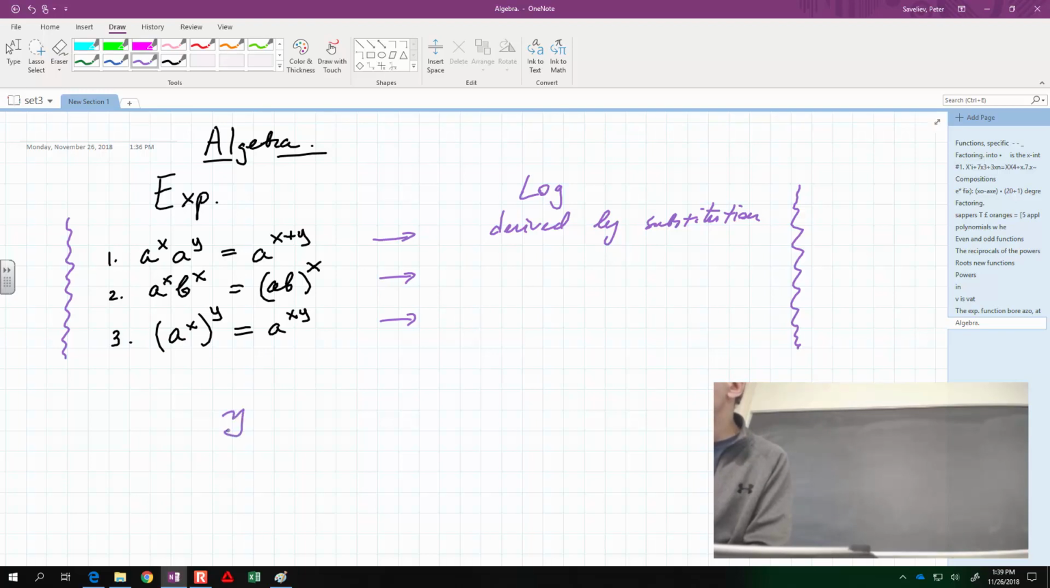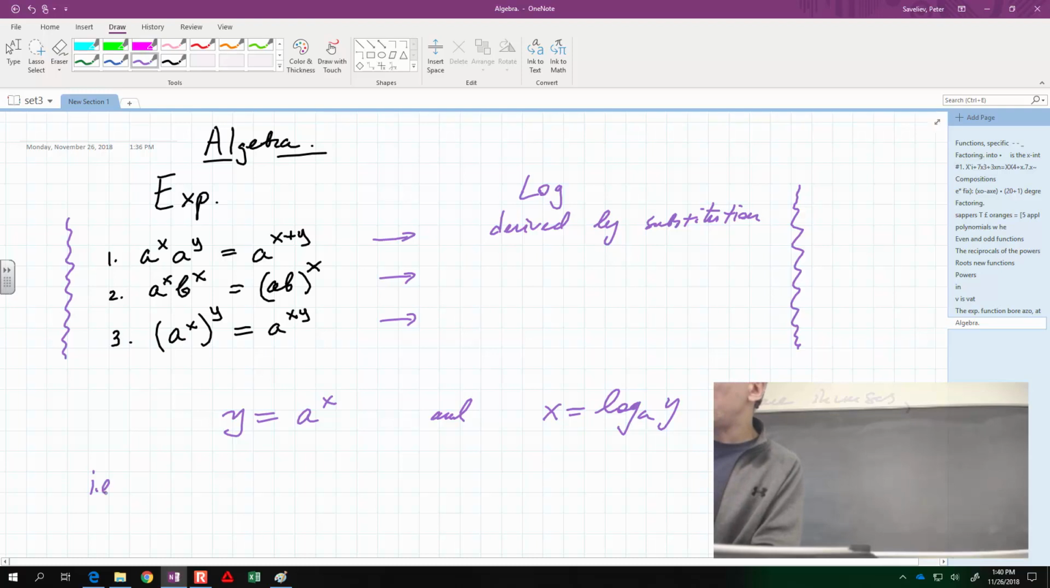So y equal a to the x, and x equal log base a of y are inverses of each other. What does it mean exactly? Remember, you substitute one into the other, one way or the other, the two ways to do it, you end up with where you started. So you apply the exponential function, then the logarithm, or first the logarithm, then the exponential function, you end up with the same. So it means the following. If I start with a^x, and then I substitute x in here, I have a^(log base a of y), and it is equal to y.